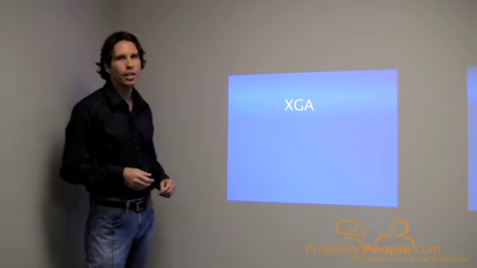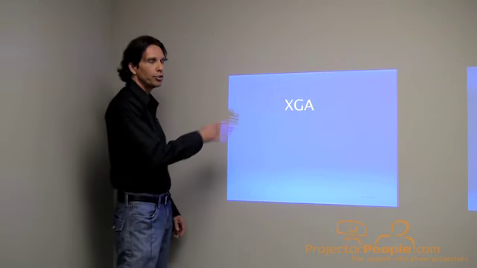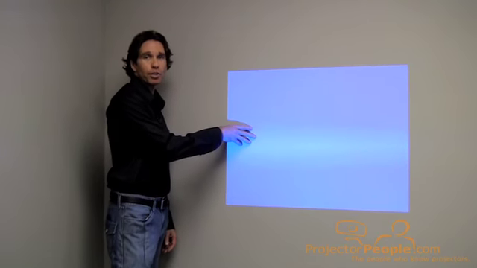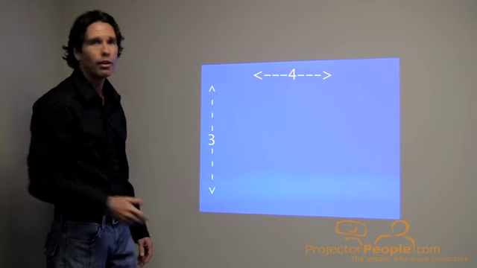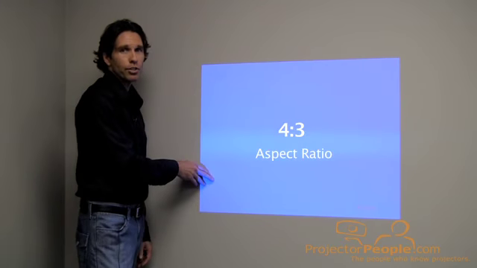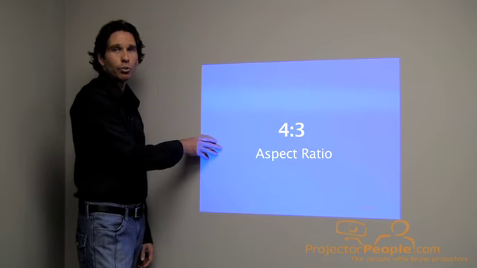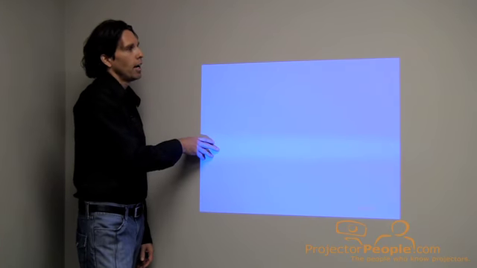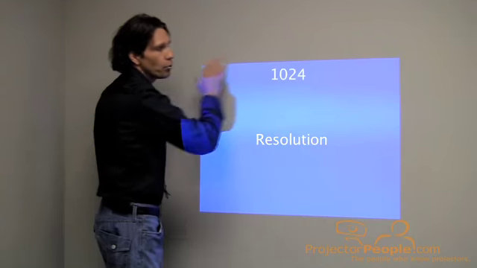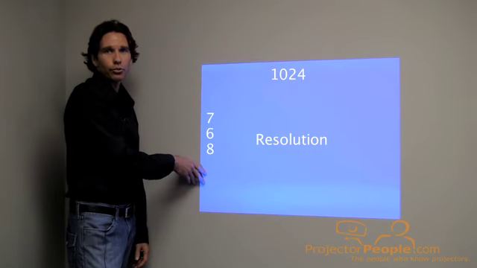Now the first one is XGA, and as you can notice, it's almost a square. It has an aspect ratio of 4:3. Just think about a square as 4:4. This is a 4:3 aspect ratio. This is the oldest resolution that we'll talk about and the lowest resolution, but still has a good place in the market. The resolution is 1024 by 768 pixels.